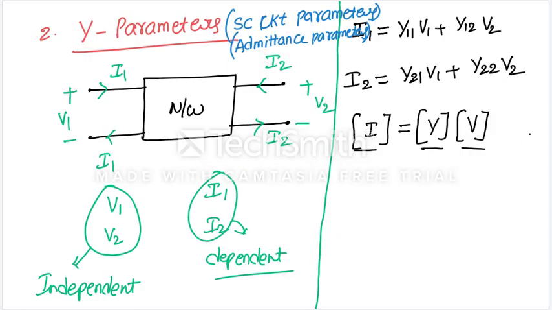Now we'll develop the network for these equations. This is I1, and this is a KCL equation. This is also a KCL equation. Can I develop the network for this? Since it is a KCL equation, we can develop it as a Norton equivalent.